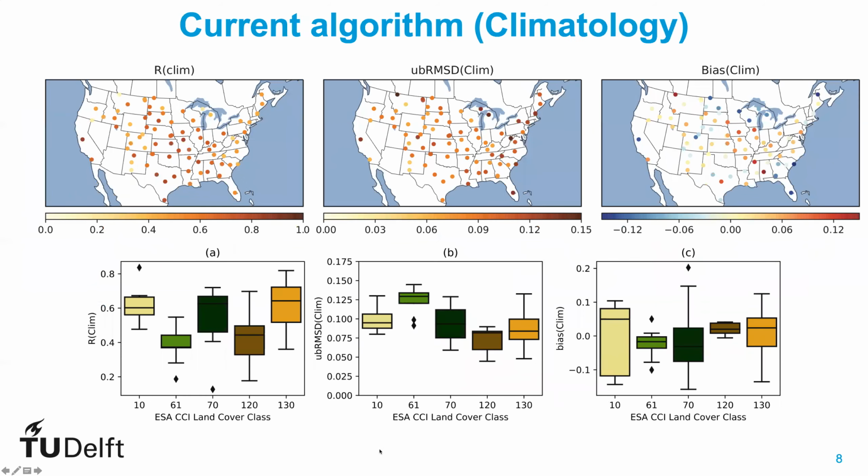The maps in the top row show the performance of the current version of the TU Vienna soil moisture approach, i.e. using climatological values of the slope and curvature. Performance is actually pretty good.